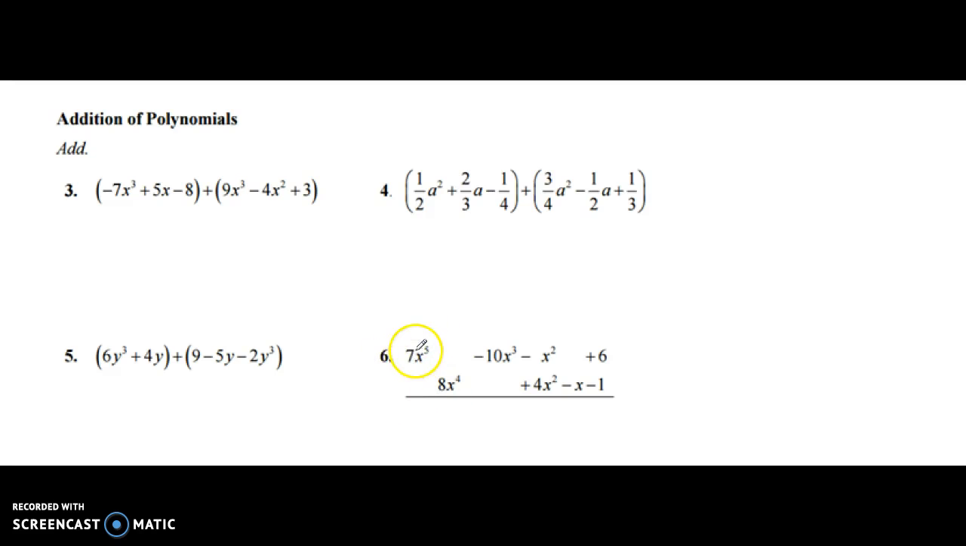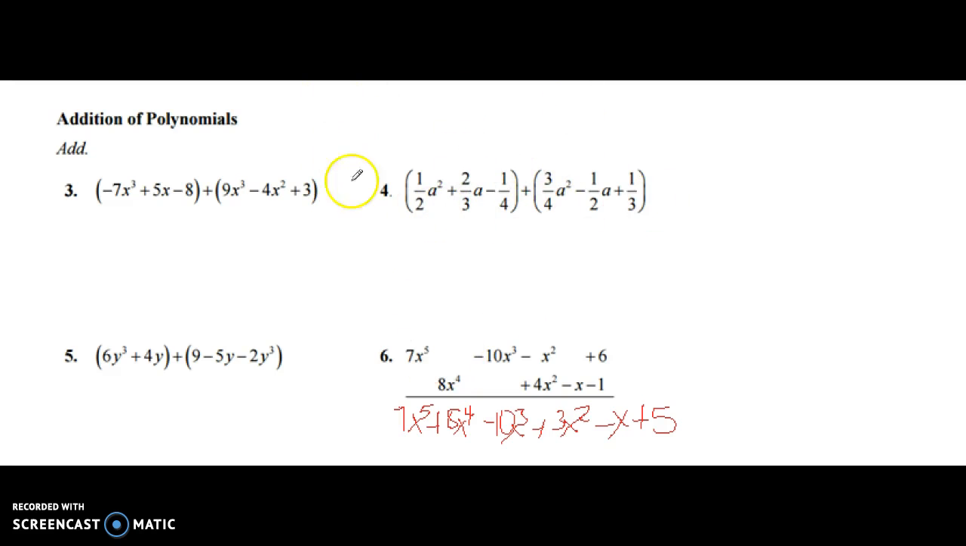So when I go to add, I just carry down this 7x to the 5th. Same thing with the 8x to the 4th. There's nothing to add to it. Same thing with the negative 10x cubed. But now with my x squared, I can add, and I'm going to get plus 3x squared. I don't have anything to go with my x, so I keep my minus x, and then plus 5. So it's just combining like terms, nothing to it.